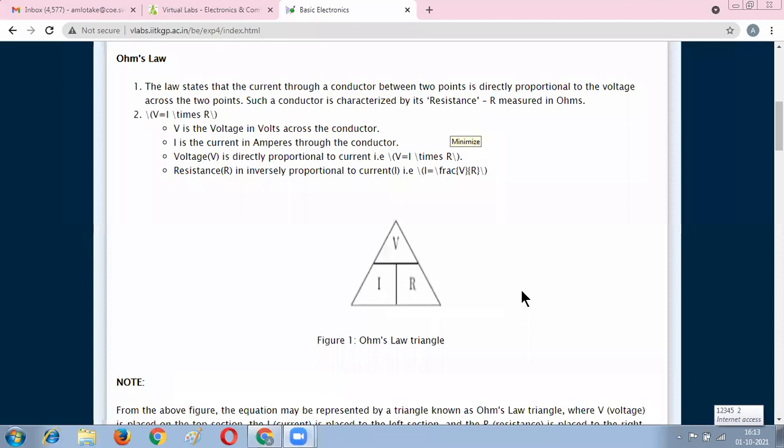Yes, ma'am. What does V stand for in Ohm's law? V, I and R. V for voltage, I for current, and R for resistance. So Ohm's law gives the relation between these three quantities, that is the voltage, the current and the resistance.